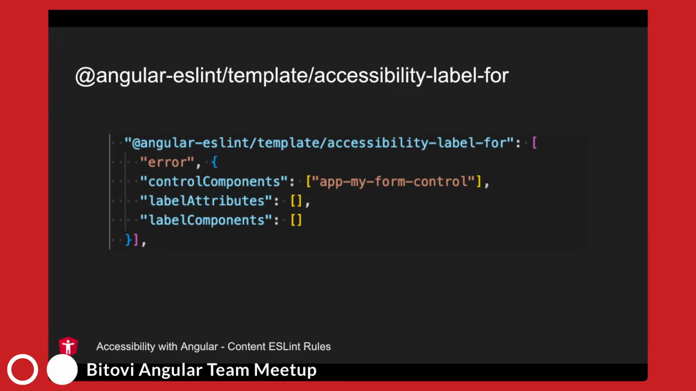You can also specify your own label attributes that can be used alongside of for or HTMLFor in case you've got a directive that you use to associate form elements with labels. And the label components array can be used to put in any custom components that you make that should serve as labels and have this linting rule apply to them.